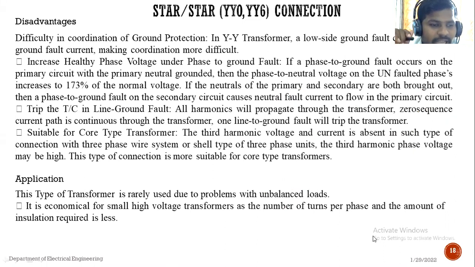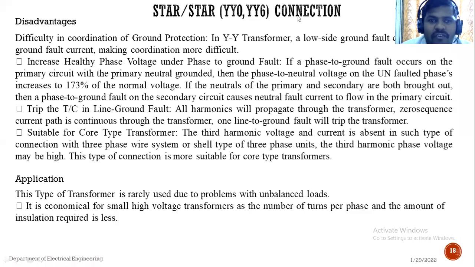And the next application is that it is economical for small high voltage transformers as the number of turns per phase and the amount of insulation required is less. कमी insulation लागते and the number of turns per phase also reduces, so it is economical as compared to cost. Cost ला compare करता हे economical आहे. Okay, so these are some applications related to this type of transformer, that is star-star connected transformer, that is star-star 0 or star-star 11.